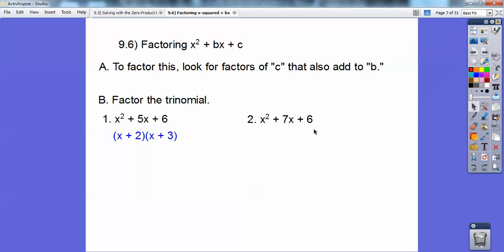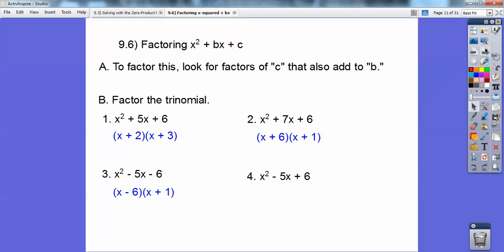What factors of 6 add to 7? Hopefully you know 6 times 1 and 6 plus 1. So x plus 6, x plus 1. How about what factors of negative 6 add to negative 5? It's not negative 2 times negative 3, because that is a positive 6. What factors of negative 6 add to negative 5? Negative 6 times a positive 1, so x minus 6, x plus 1.